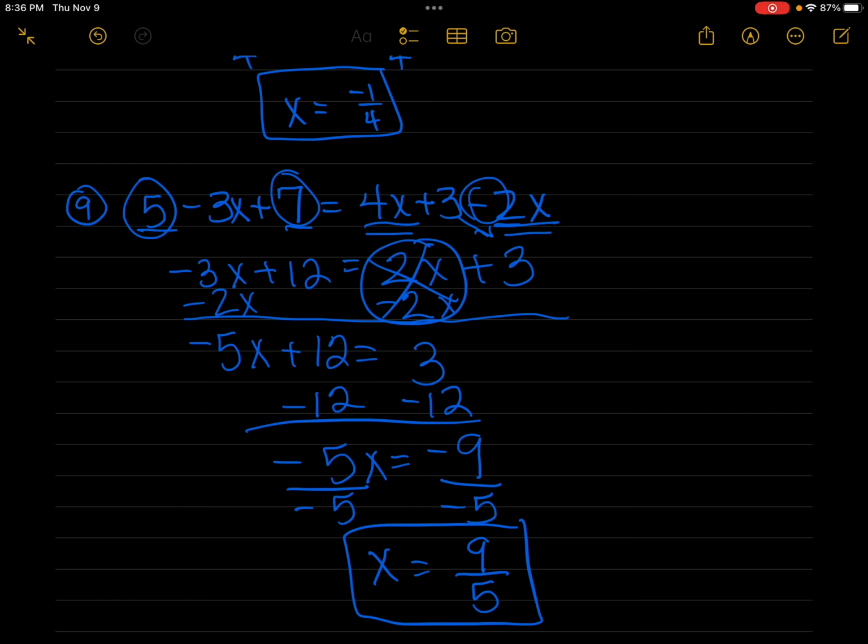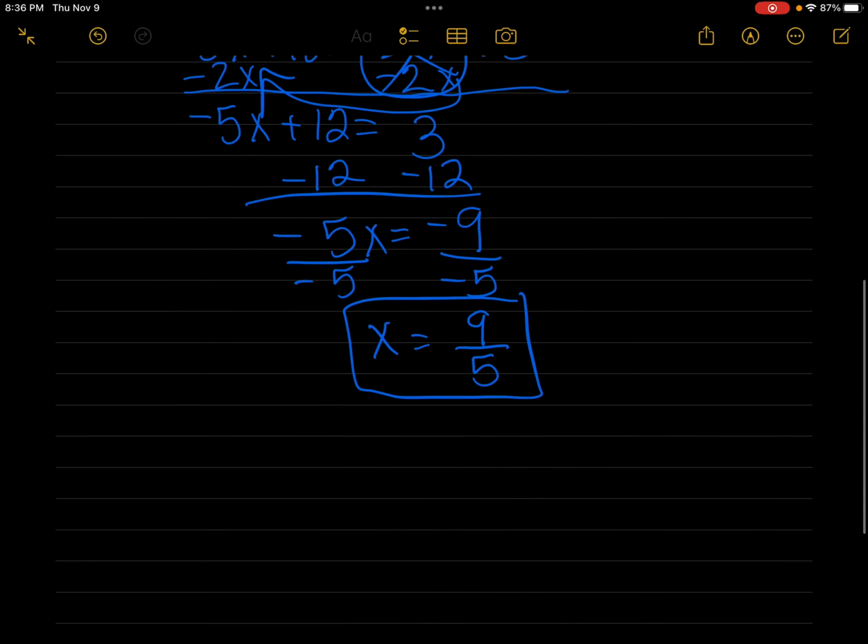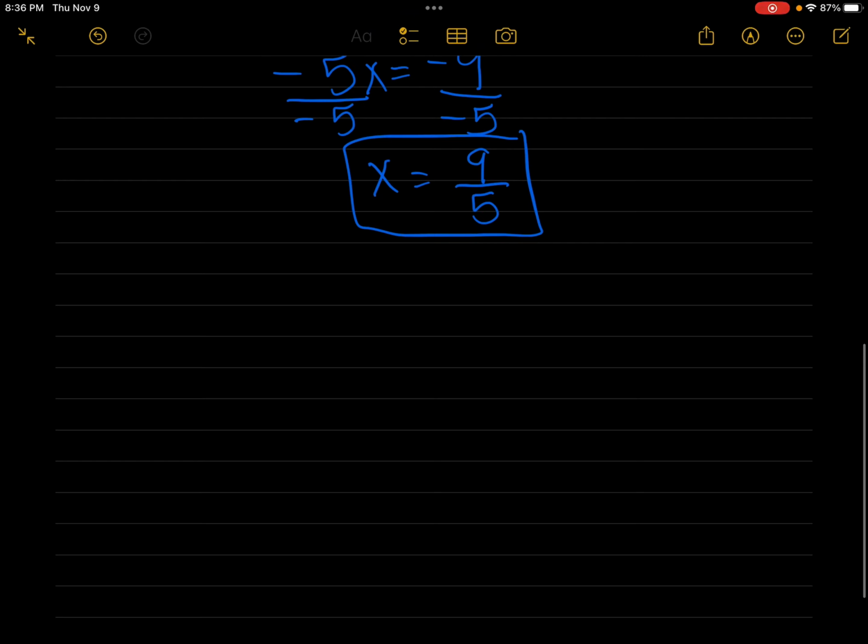So make sure that you add your like terms first in the first problem, and then get your x's all on the left-hand side, and then solve it like a regular two-step equation. Okay, moving on to absolute value. I'm going to show you number 13.